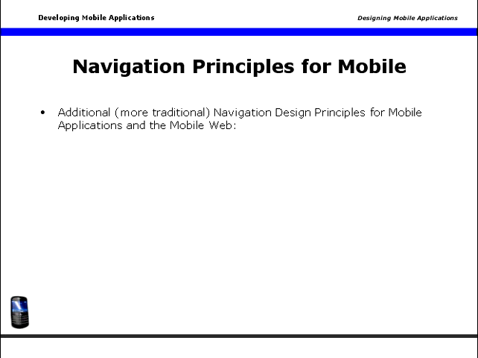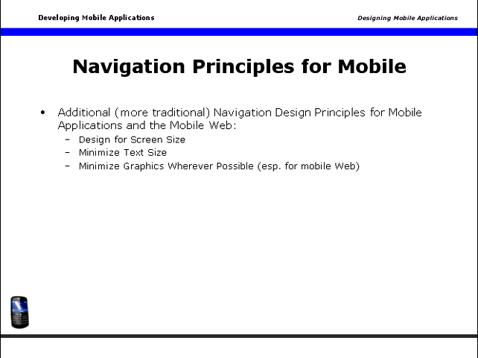Usability expert Jacob Nielsen provides the following guidelines for mobile apps and the mobile web. Design for screen size. Although it might sound obvious, it's often forgotten in mobile design. Minimize text size, within the parameters of your user's vision, obviously. Minimize graphics wherever possible, especially for graphics being served over the mobile web. Make the navigation structure easily found by leaving signs or breadcrumbs so users can easily and intuitively know where to go. Make sure menus are consistent across the app.